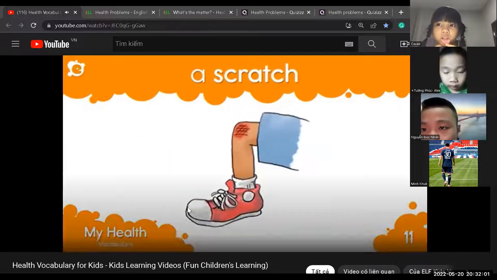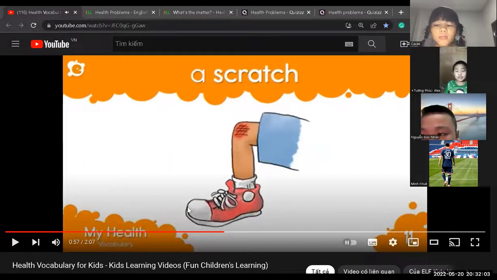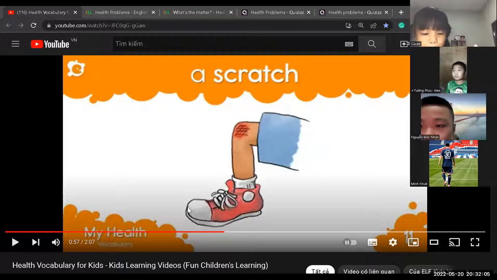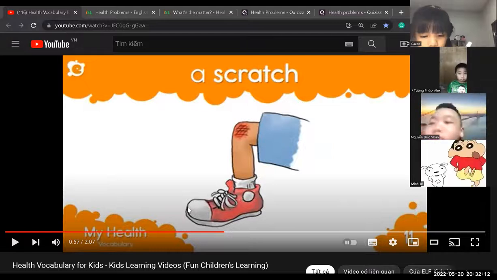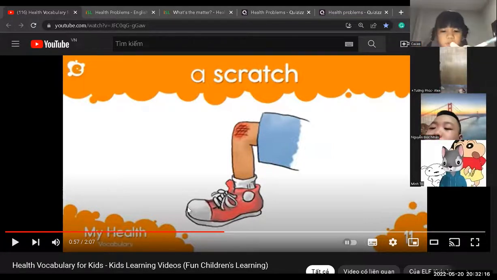A scratch. Just like a scrape, okay? The same with scrape. Từ này nó sẽ giống với cái từ scrape hồi nãy mình đã học. Scratch. Vết trầy xước cũng giống nghĩa như vậy. Scratch, okay? Vết cào cũng vậy. Khi mà con dùng cái này để nói về con mèo đi. Ví dụ con mèo cào mình bị trầy thì mình cũng hay dùng là scratch, okay?